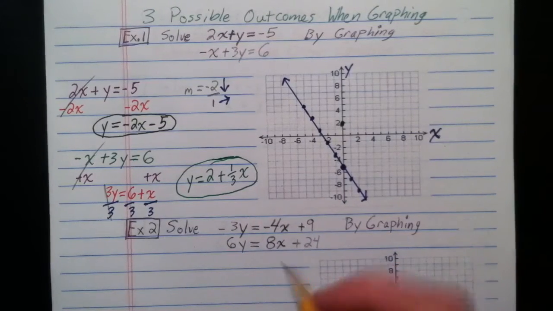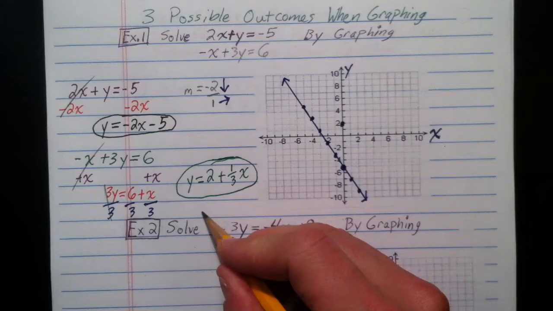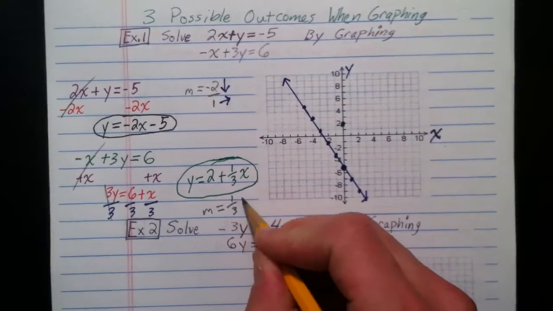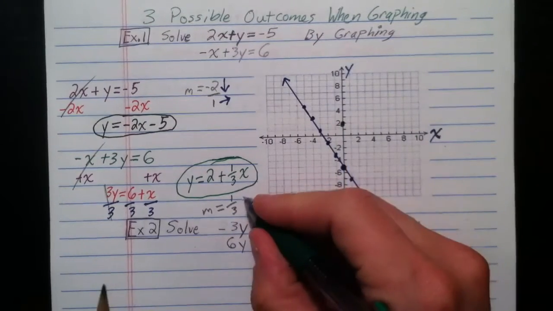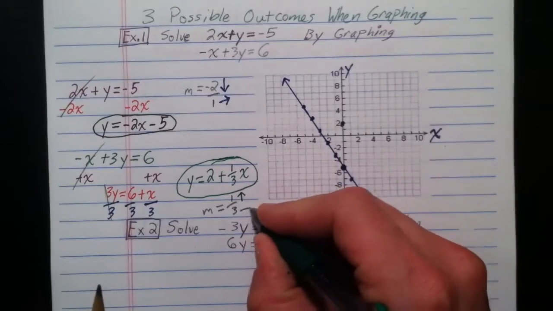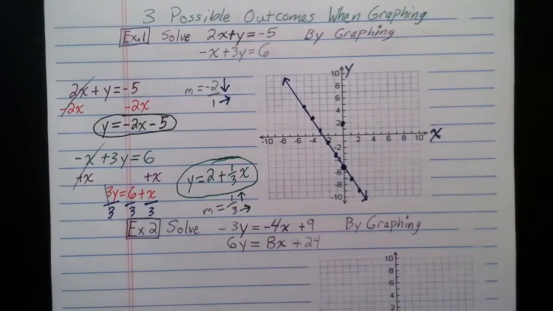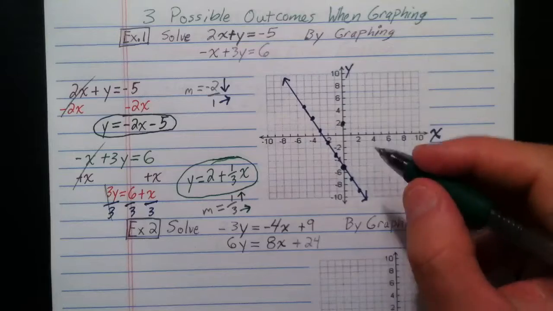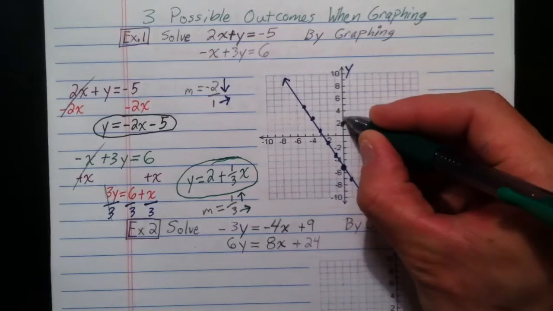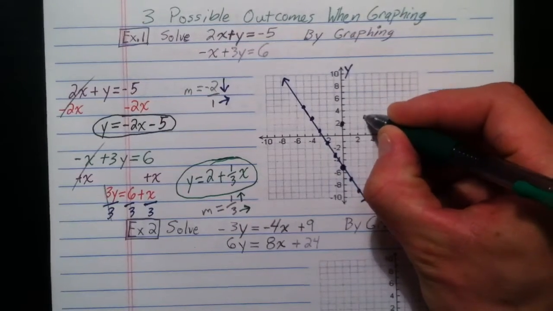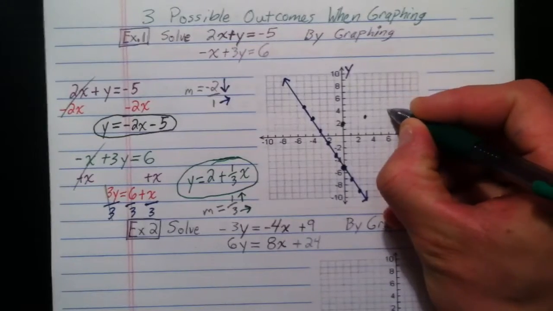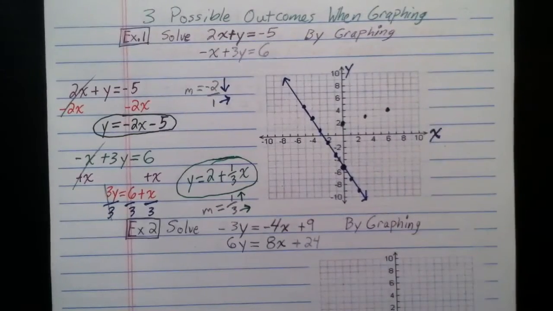Our slope of 1/3, because that's the number attached to x, is going to tell us our movement will be up 1 and to the right 3. Positive slope, so you're always going to be moving up and to the right when you have a positive slope. Up 1 to the right 3 puts us here. We could make as many points to the right as we want, but that's not going to help us because we want to see where these two lines cross.